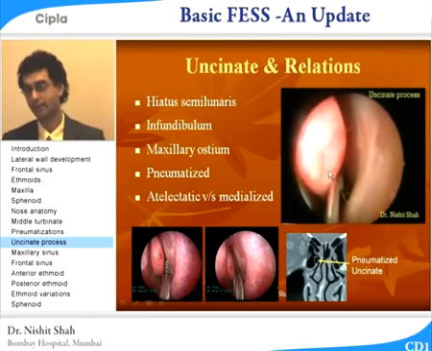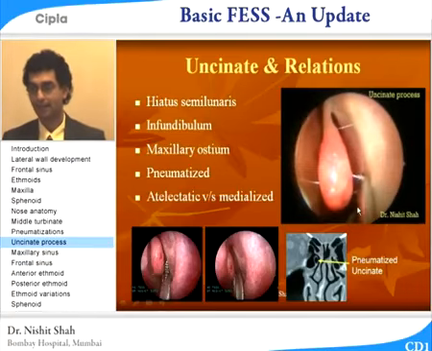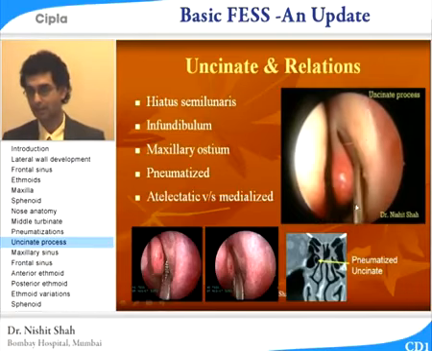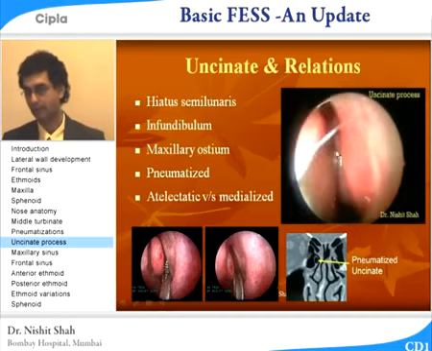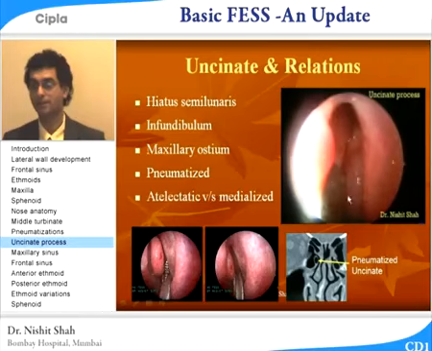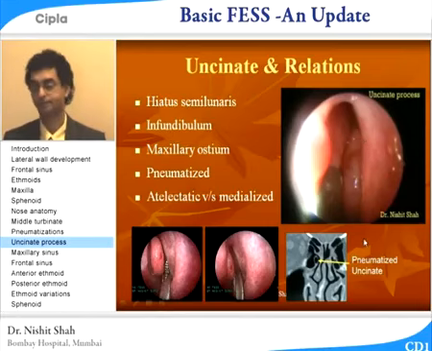This is a video of the uncinate process, showing on the left side the middle turbinate, which is just gently retracting, and that brings into vision the entire uncinate process. This is the anterior part of the uncinate process, where you would normally incise to do an uncinectomy. Just behind is the ethmoid bulla and the free edge of the uncinate process.